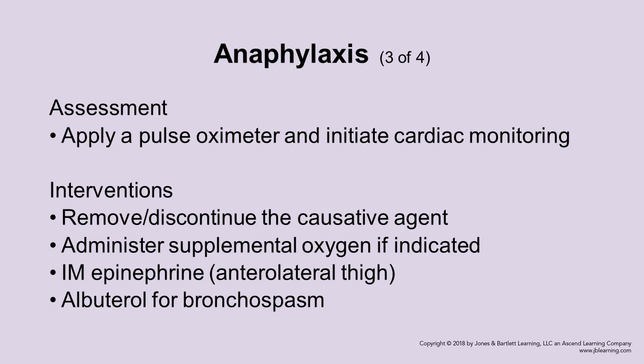This can be administered in the form of an EpiPen if the child has one, or from a pharmacy in your medical area. The best place to administer this is in the anterolateral thigh, because it has the lowest chance of hitting vascular structures or nerves, causing damage, and has good absorption from that area. Additionally, patients can receive albuterol for bronchospasm if that is one of the manifesting signs of their anaphylactic reaction.